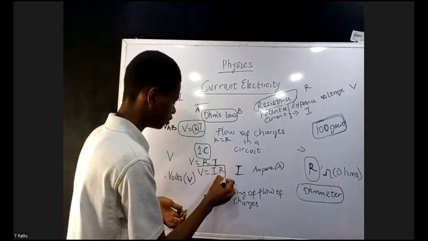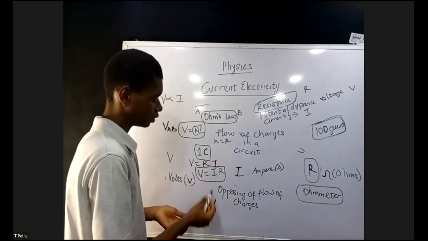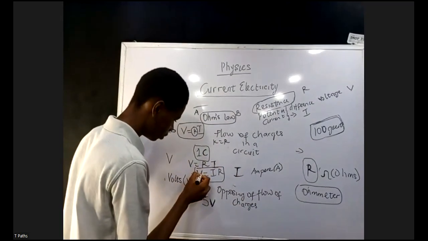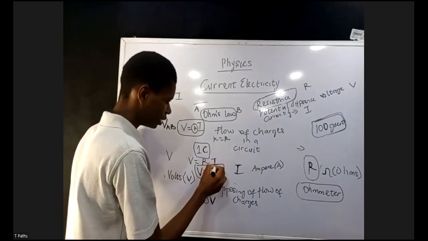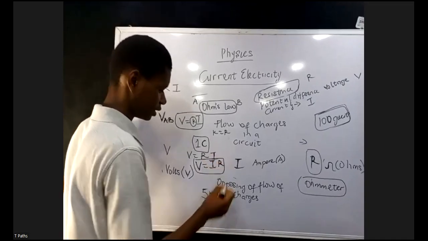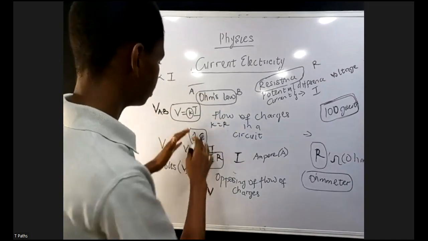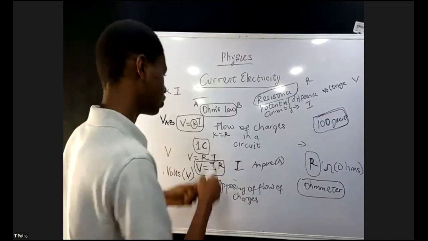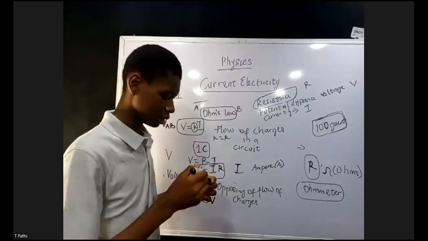So here I have the relationship between potential difference, current, and resistance. Don't forget, my V is my potential difference, I is my electric current, and R is my resistance. So now, here is the relationship between resistance, potential difference, and current. So that's what Ohm's law explains. Okay, let me come over again.